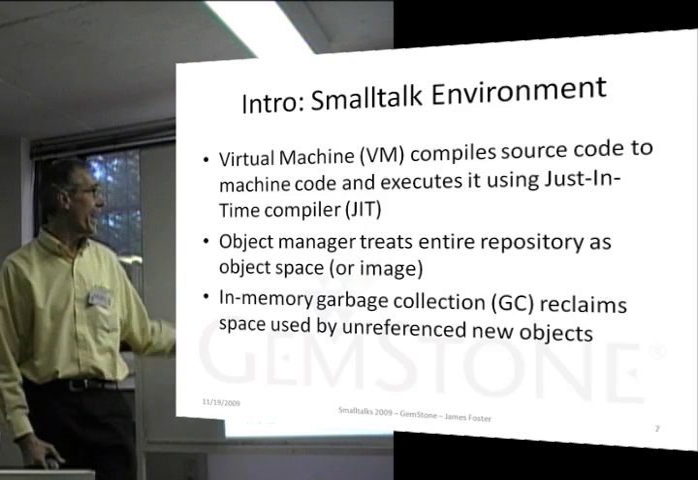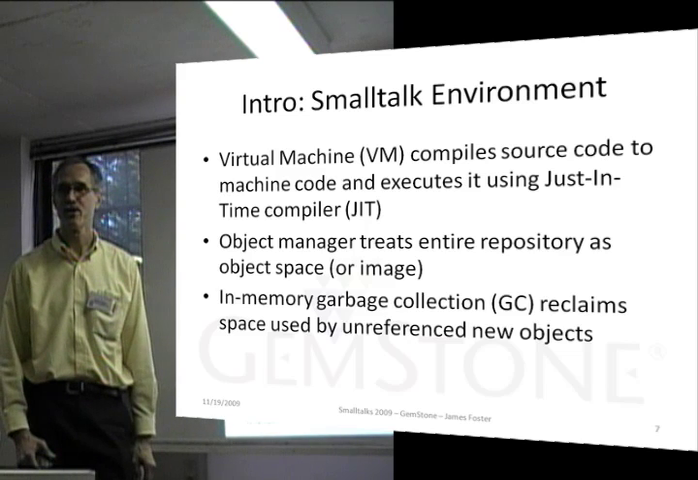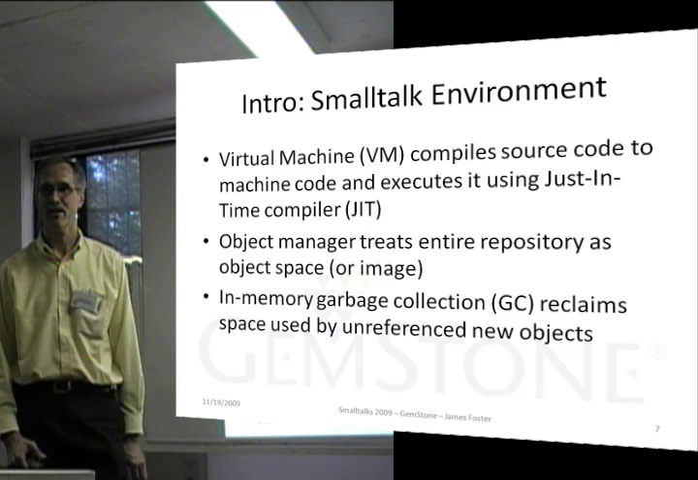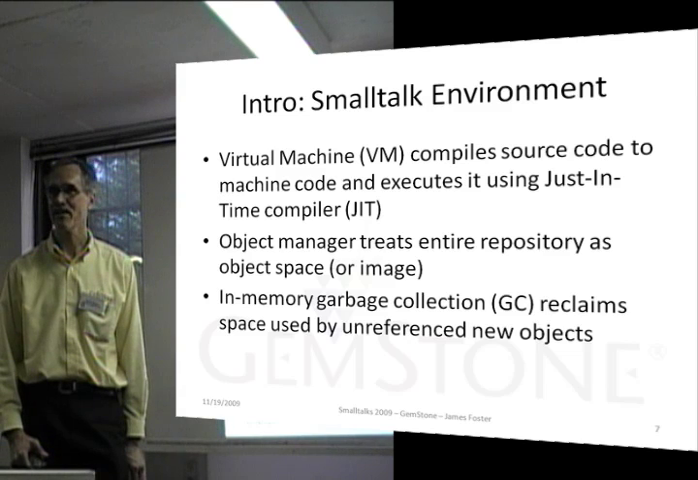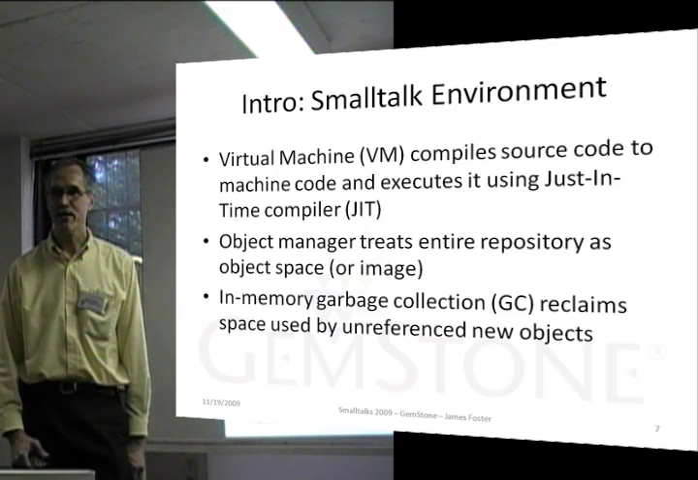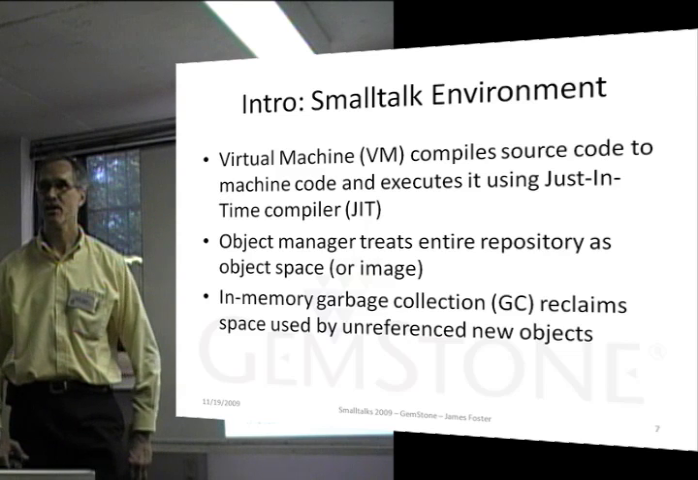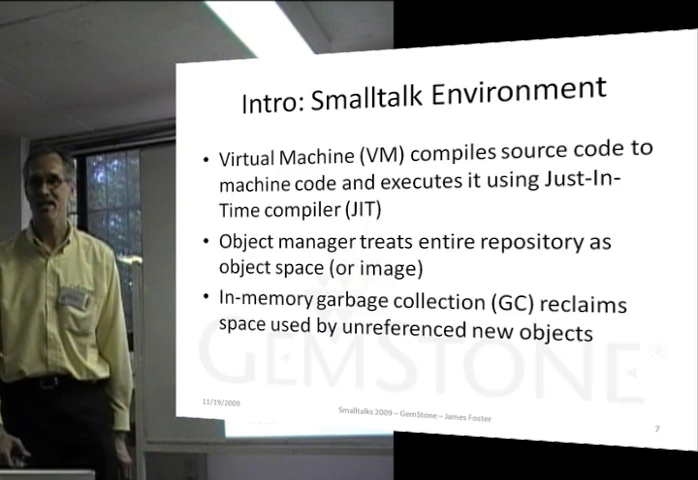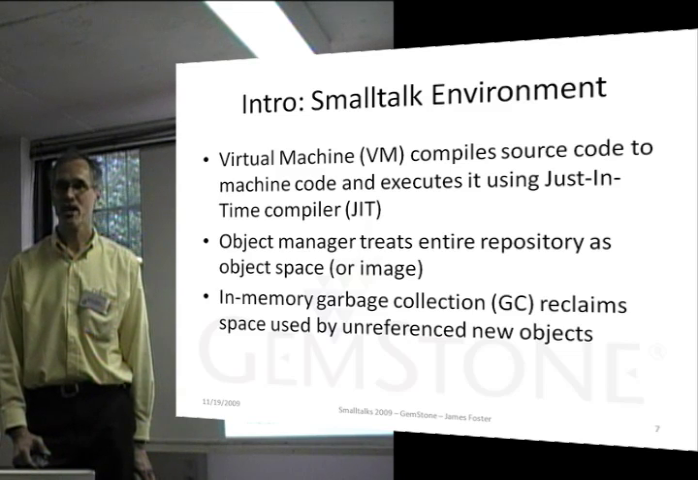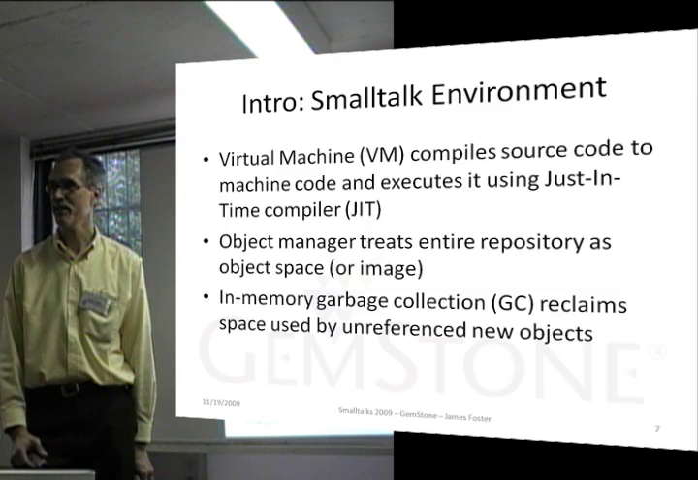In GemStone, we have a virtual machine that compiles source code to byte codes, and then compiles it to machine code just in time, as it's being executed. That's the JIT compiler. And then there's an object manager that treats the entire repository, all of the disk space that's been devoted to GemStone, as object space, or as an image for your system. In-memory garbage collection then reclaims the space used by unreferenced objects.